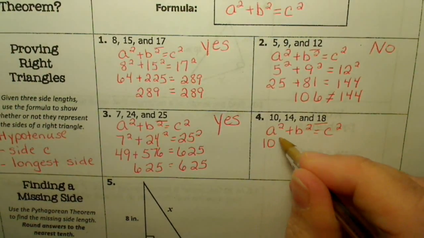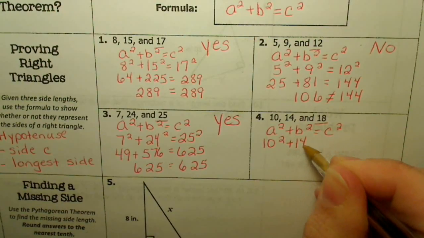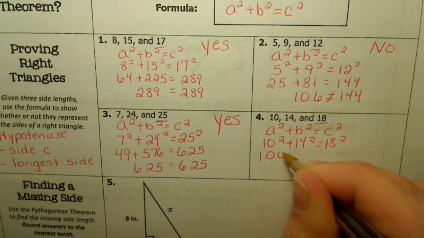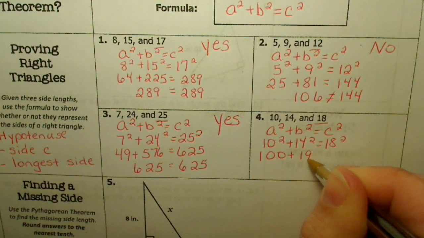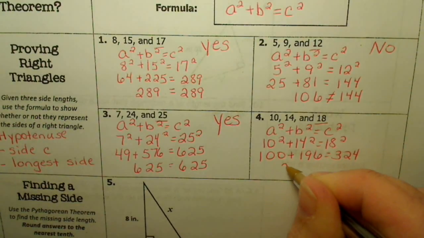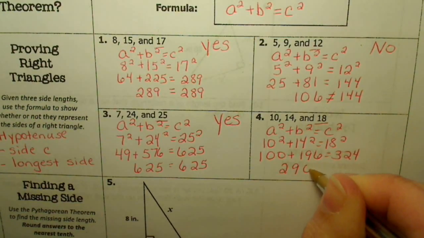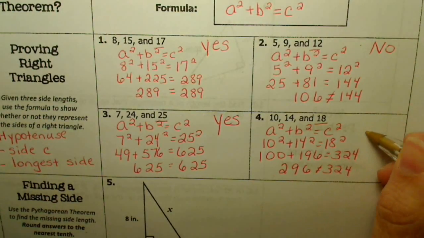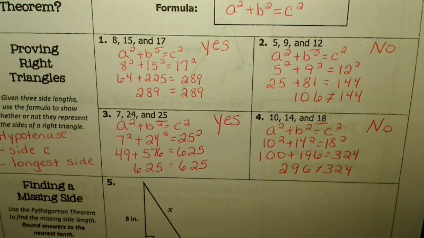Let's try this one. 10 squared plus 14 squared equals 18 squared. 100 plus 196 equals 324. This together is 296 equals 324. Well, obviously, no, those don't equal each other. So no, those could not be the 3 sides of a right triangle.